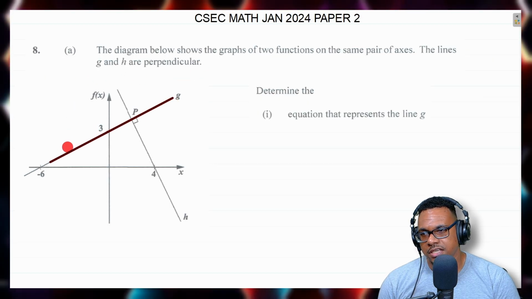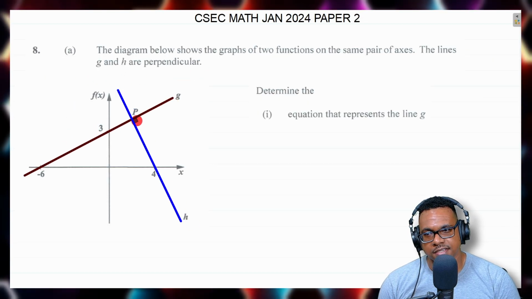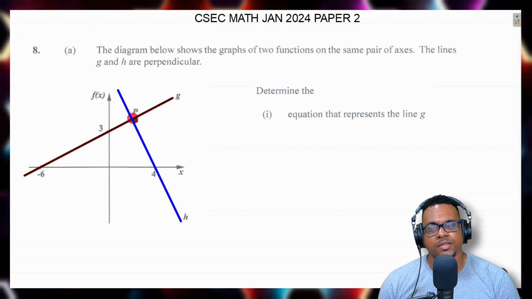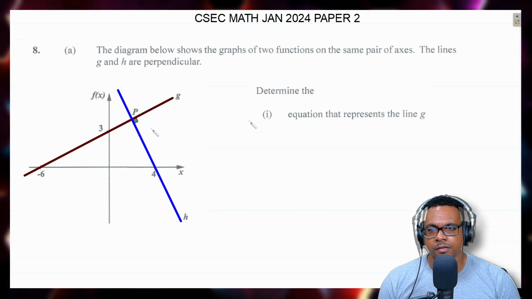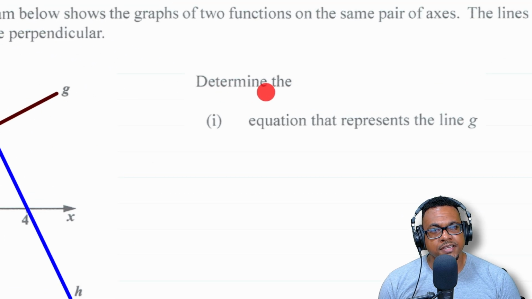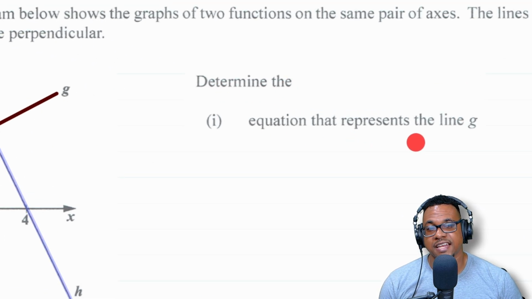So this is the line G here. This is the line H. We can see 90 degrees between the two lines. So they are at 90 degrees to each other, meaning they are perpendicular. Now, the first question we have is to determine the equation that represents the line G.